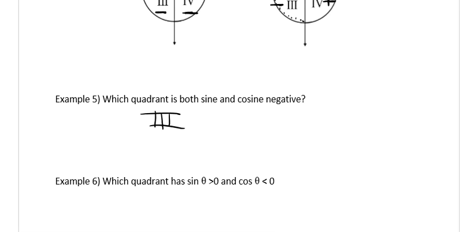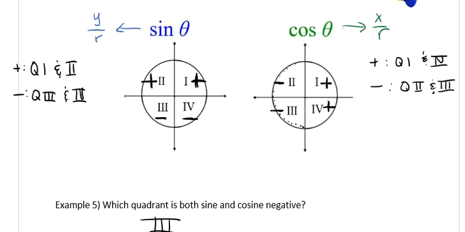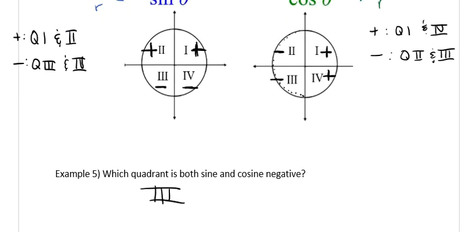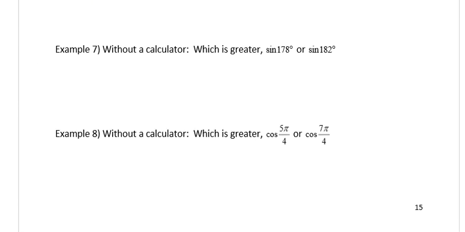Which quadrant has sine greater than 0? So that's saying positive. And cosine less than 0. So that one's saying negative. Go ahead and look up to my charts. Where is sine positive but cosine is still negative? Quadrant 2.